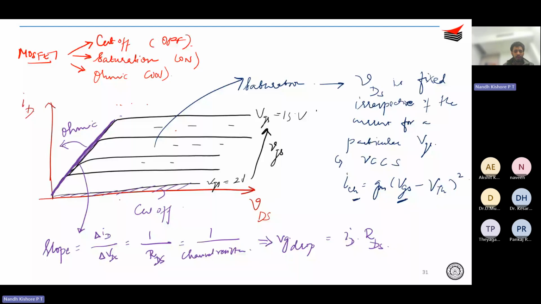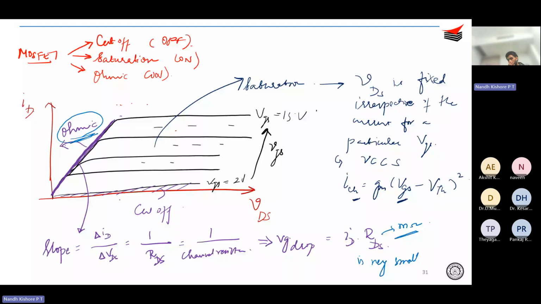So obviously what you want is your drop to be as small as possible, correct? So you will operate in the ohmic region. You always want to operate in the ohmic region because you want your drop to be as small as possible. So your voltage drop ID times RDS is very small. Why? Because your RDS on will be of the order of a few milliohms. So even if your current is a little bit high, since your RDS on is very small, the overall drop will be very small.